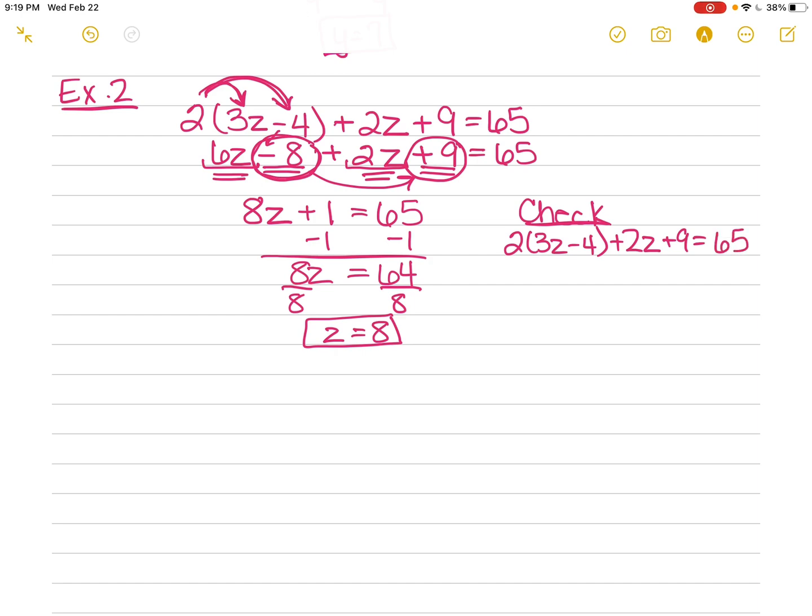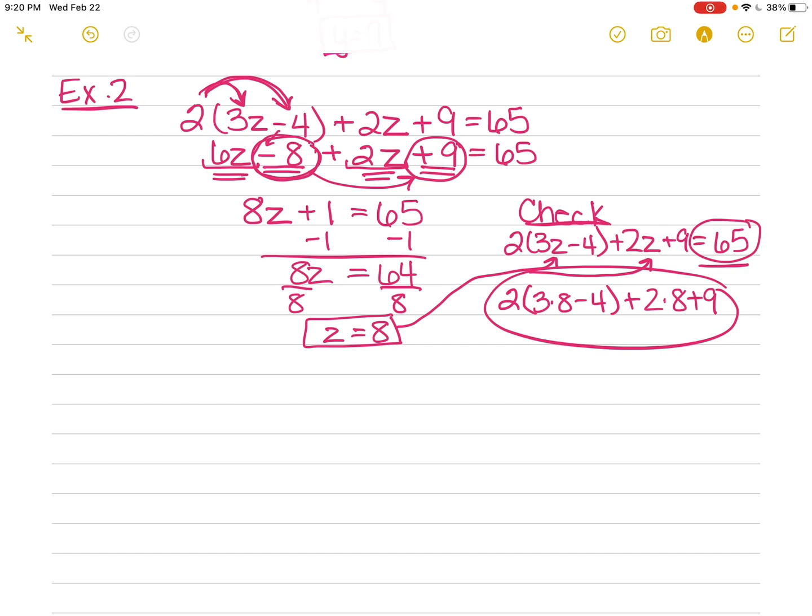Okay, when we rewrite it this time, I'm going to leave off this equals 65 when I'm solving this problem. So I'm going to do what I did in all the other ones. Instead of z here, I'm going to put 8 on all these z's. So I have 2 times 3 times 8 minus 4 plus 2 times 8 plus 9. Now I'm leaving off this equals 65 because I really want you to see what I'm doing with checks. I'm going to solve this big whole long problem. I don't think of it as, oh, I know the answer is going to be 65. Instead, just solve the problem.